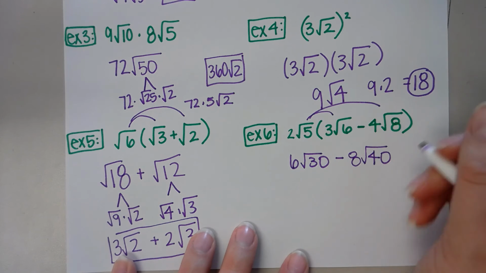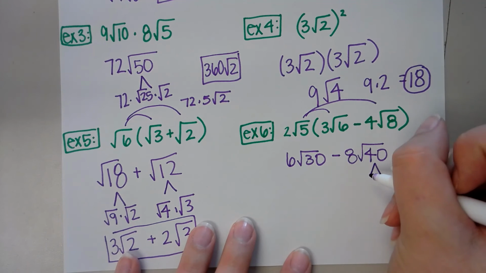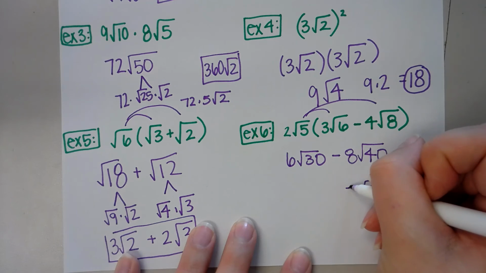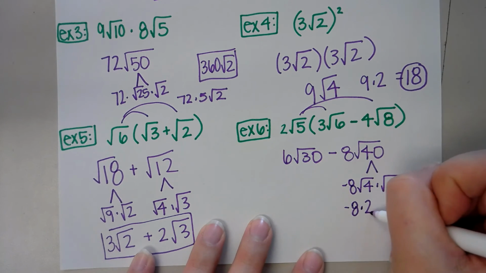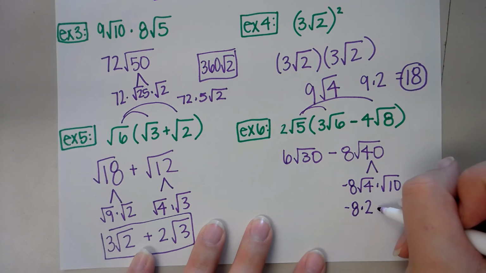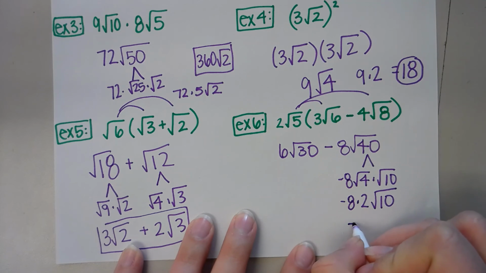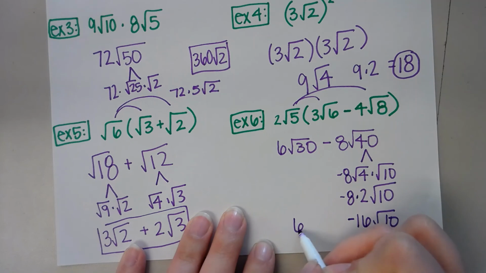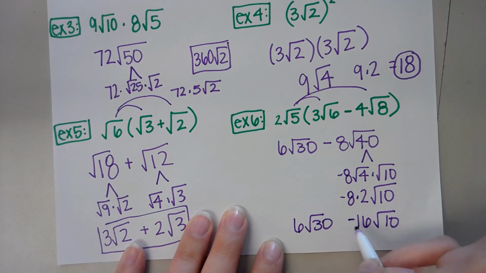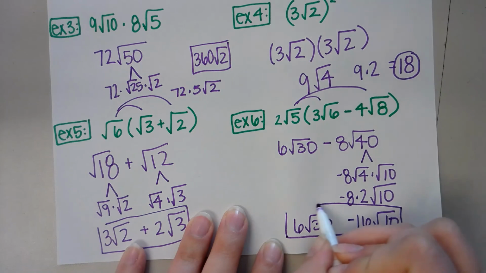There's no perfect square values I can take out, so now I'm going to look at 40. The highest perfect square value I can take out of there is 4. So the square root of 4 times the square root of 10 gives me 40. Bring down that negative 8. So that's going to be negative 8 times 2, because the square root of 4 is 2, and then the square root of 10. Negative 8 times 2 is negative 16, square root 10. I'm now going to bring this down. So 6 square root 30, and I can't go any further because those aren't like radicals, so that would be my final answer.